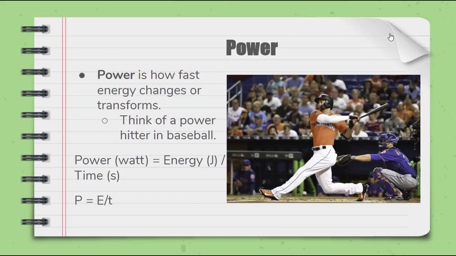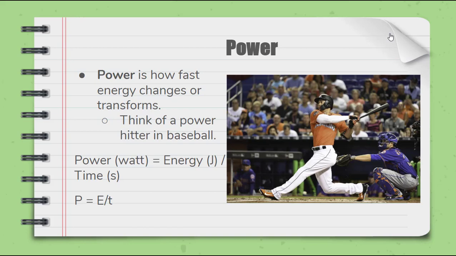Power. Power is simply how fast energy changes or transforms. Think of a power hitter in baseball. You have kinetic energy going one direction, and then as soon as the ball is hit very, very hard, it changes direction with an enormous amount of energy. Power is measured in watts and is equal to the energy in joules divided by time. Fairly easy way to go through and calculate that.